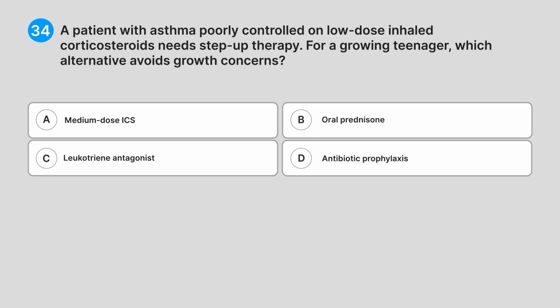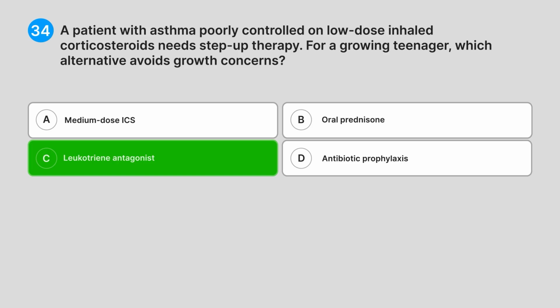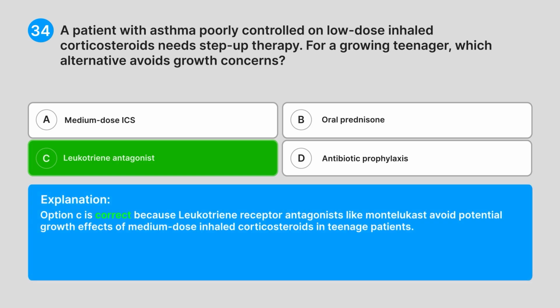Correct answer, C. Leukotriene antagonist. Explanation: option C is correct because leukotriene receptor antagonists like montelukast avoid potential growth effects of medium-dose inhaled corticosteroids in teenage patients.